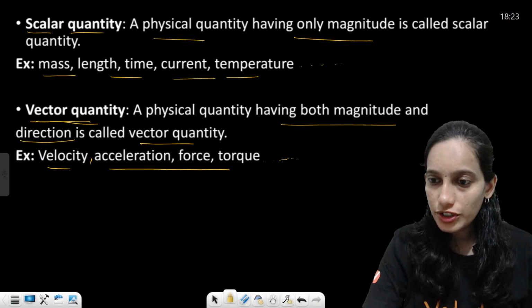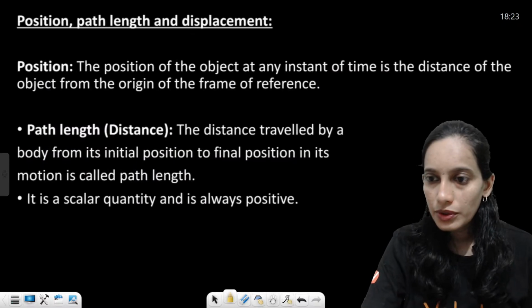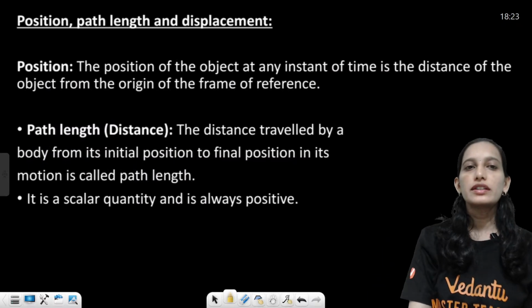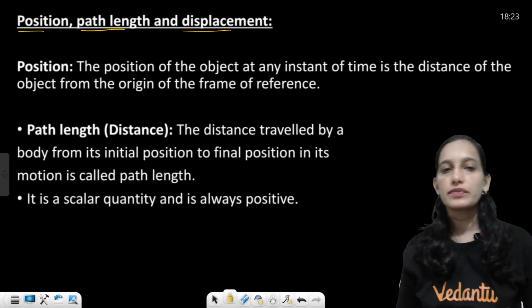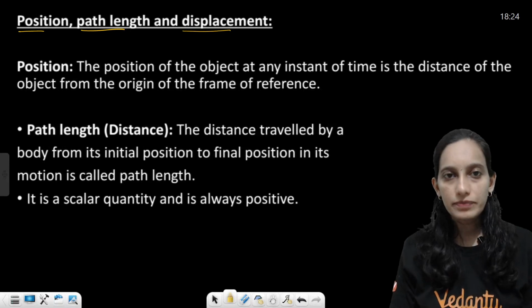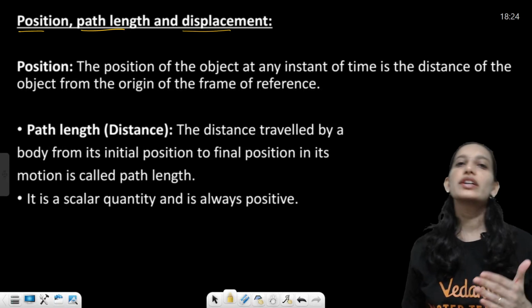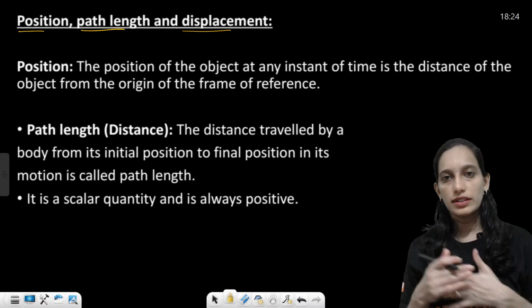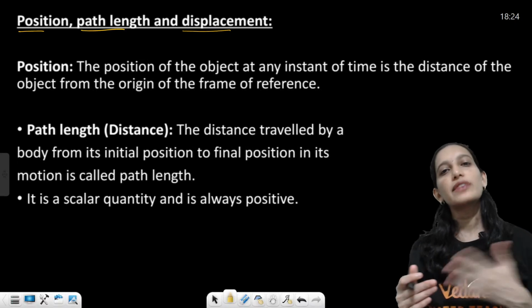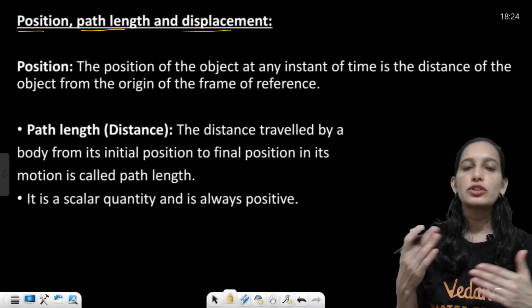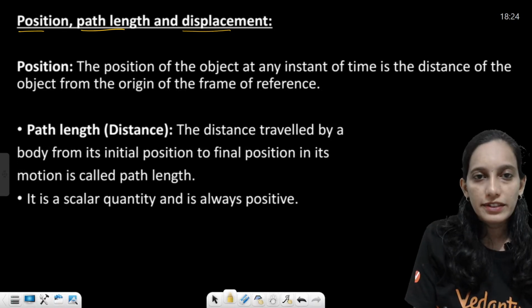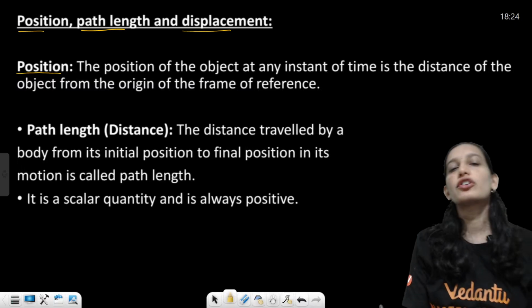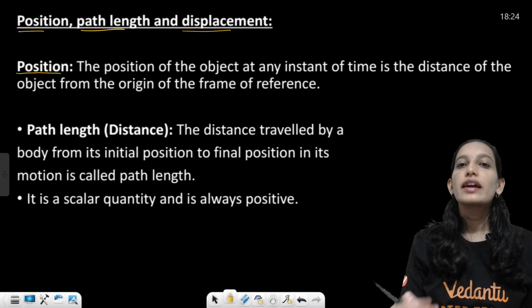So we'll just move ahead to the next concept, that is position, path length and displacement. Again, these three are important parameters which we need to know before defining velocity and acceleration in case of any type of motion, whether it is motion in one dimension, two dimension or three dimension. So how to specify the position of the object in the case of motion?